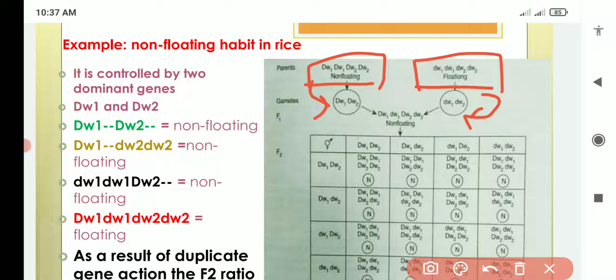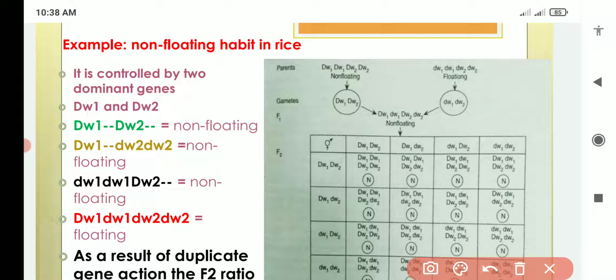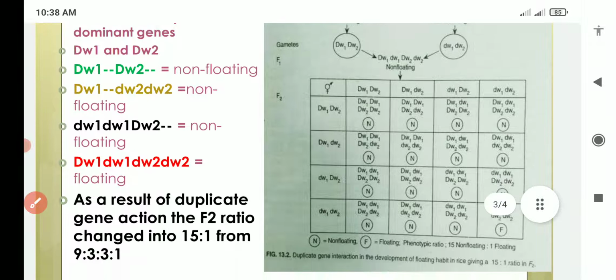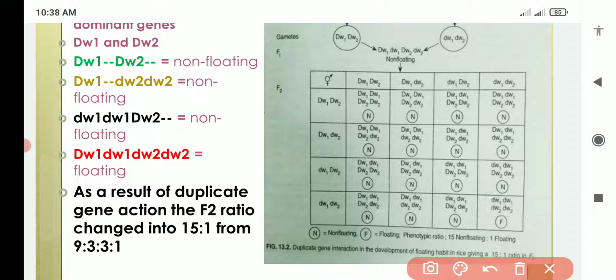So when we cross them, we will form our F1 generation, and the F1 generation will all be non-floating, because it will have the genotype capital DW1, small dw1, capital DW2, small dw2. So both capital DW1 and capital DW2 are present, so it will have non-floating habit. When we self-pollinate this F1 plant, we will produce our F2 generation.